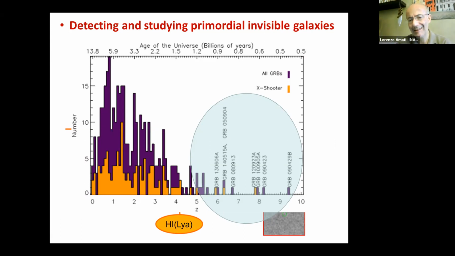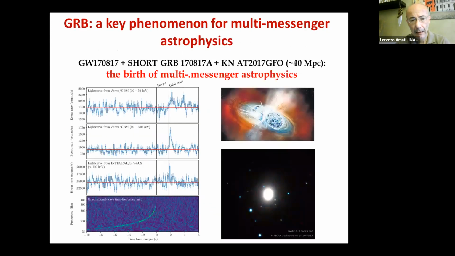The aim is to put together a statistical sample of several tens of gamma ray bursts in the first billion years of the universe. On the other hand, as I said, short gamma ray bursts have been demonstrated, as was conjectured by many for many years, to be one of the main electromagnetic counterparts of gravitational wave signals. The idea that at least a fraction of short gamma ray bursts could be produced by the merging of neutron star binary systems or neutron star black hole binary systems was put forward many years ago.